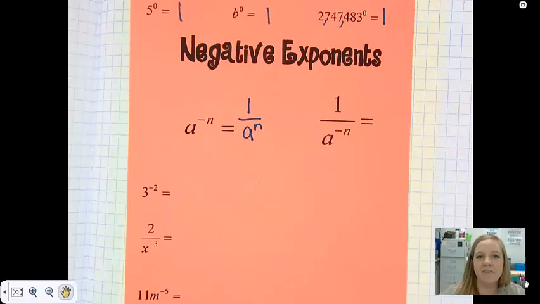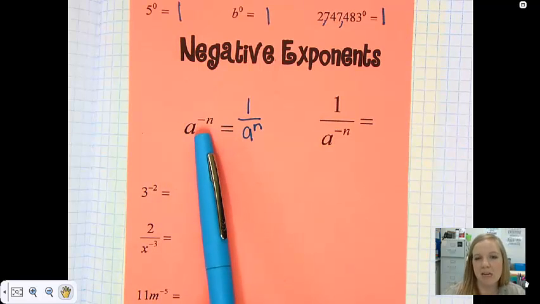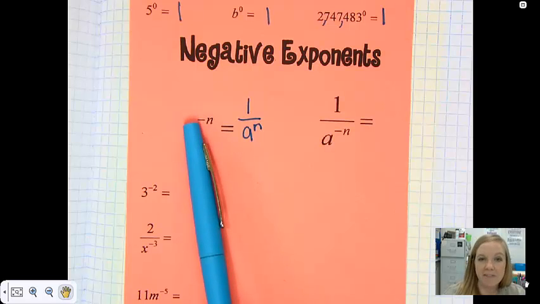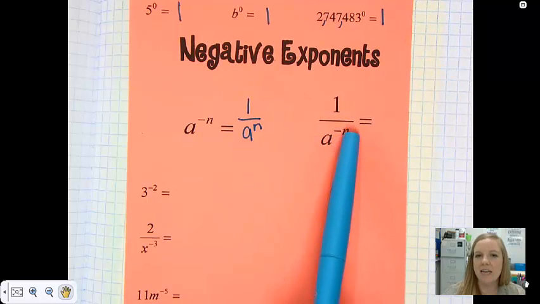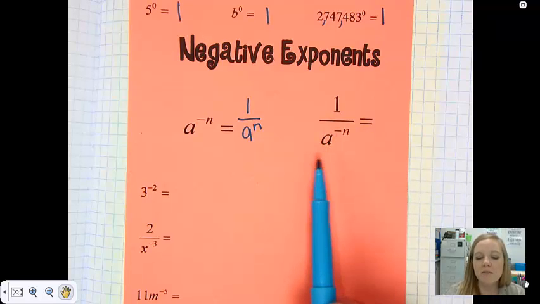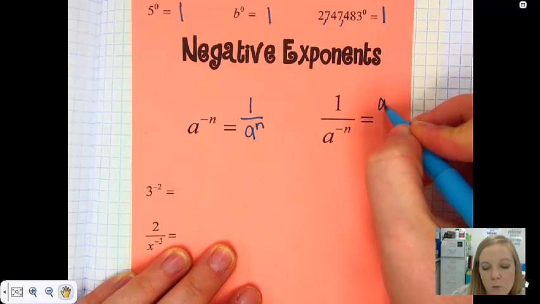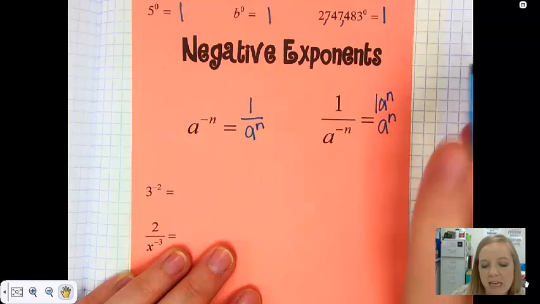The way I like to think of it is negative means you're unhappy, right? Negative exponents are unhappy, so they need to move in order to become happy. If the negative exponent is upstairs, it moves downstairs, and if it's downstairs, it moves upstairs. So we always have to move our negative exponents. So 1 over a to the power of negative n is going to be equal to 1 times a to the power of n, or just a to the power of n.